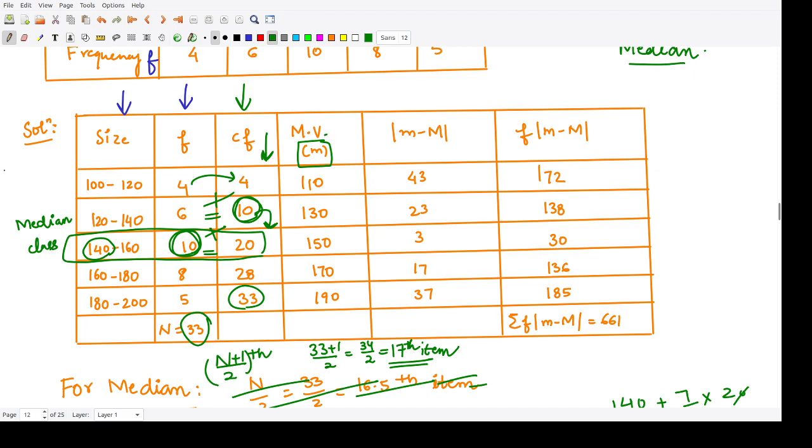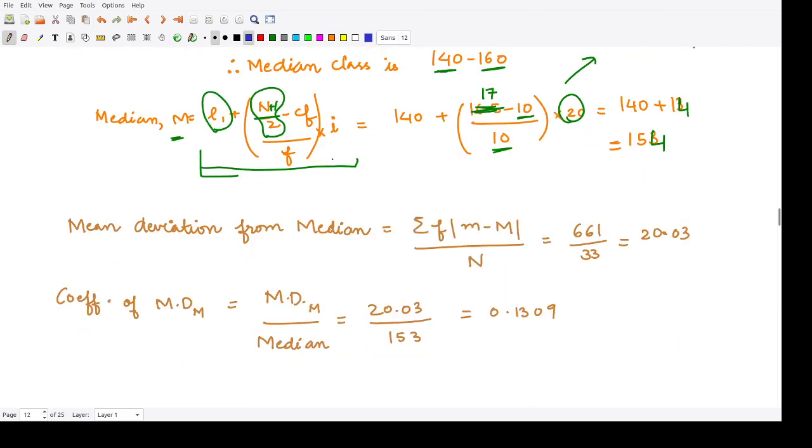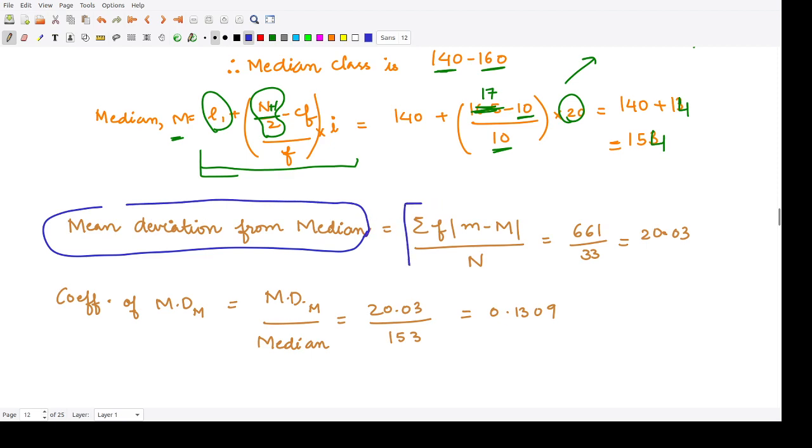So the middle value here would be obtained how? By adding the lower limit plus the upper limit divided by 2. So that would be 220 by 2, that would be 110. Similarly 120 plus 140 by 2. So you have this column. Once you have the middle values, the next task is to calculate the mean deviation from median. Mean deviation from median is calculated using this formula.